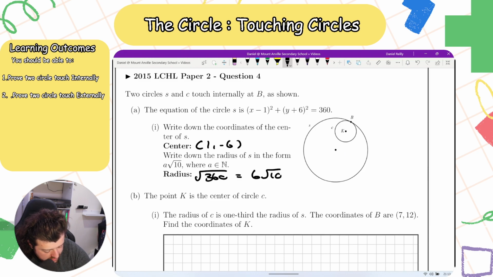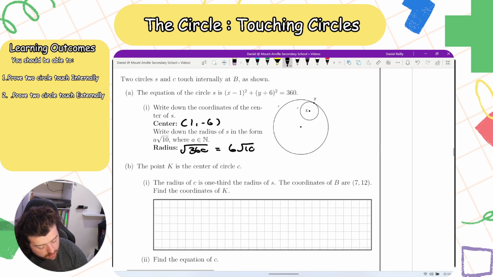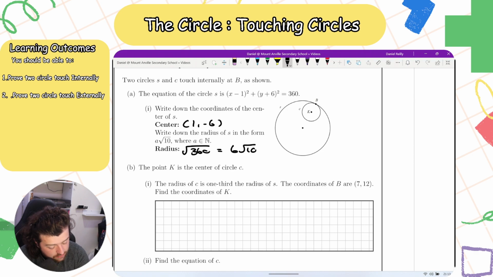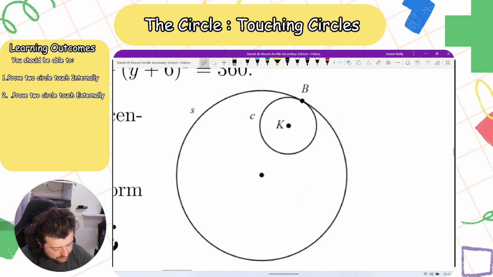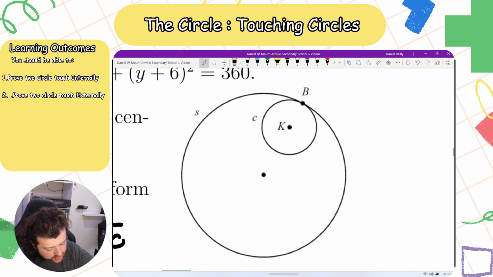6 root 10. Right, the point K is the center of circle C. The radius of C is 1/3 the radius of S. The coordinates of B are (7, 12). Find the coordinates of K. So I know that the radius of C is 1/3 the radius of S. So here is going to be 1/3 of the entire thing here.